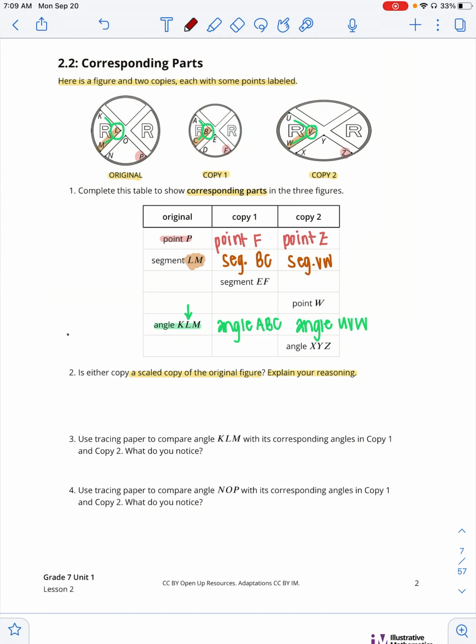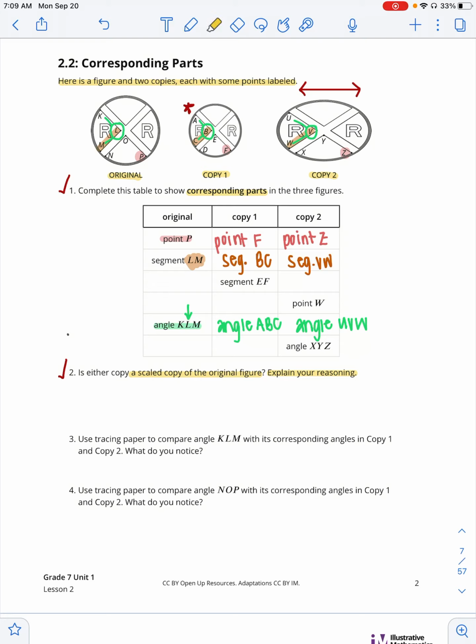Okay, so at this point in the video, you should have answered questions 1 and 2. Told me whether or not you thought either figure was a scale copy. You might have noticed that copy 1 is very similar to the original, just smaller. In contrast, copy 2 looks like it's a little bit stretched out. So what we're going to talk about is how to prove it.